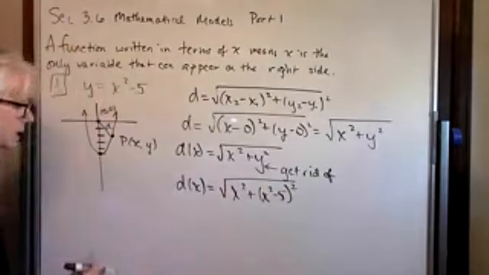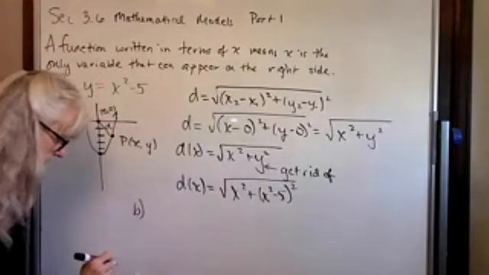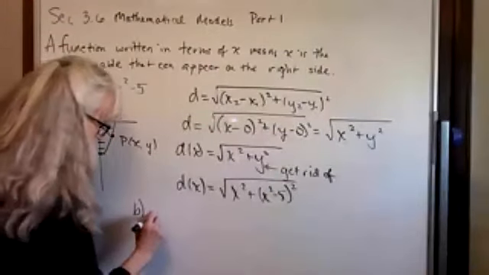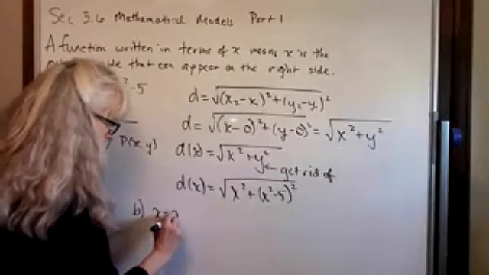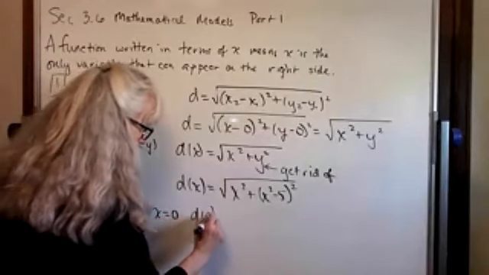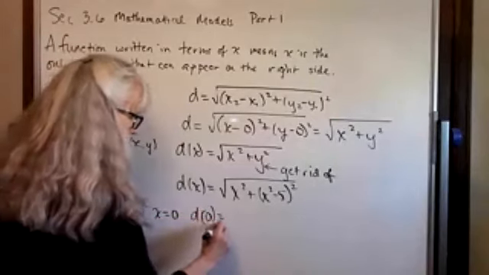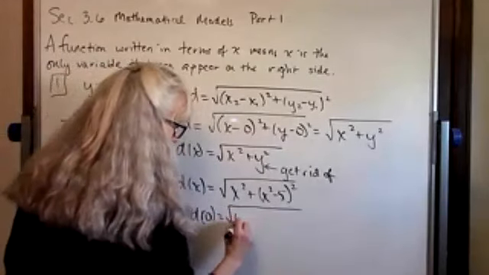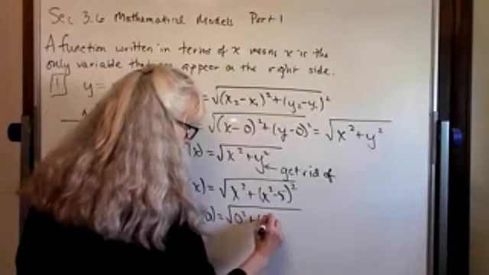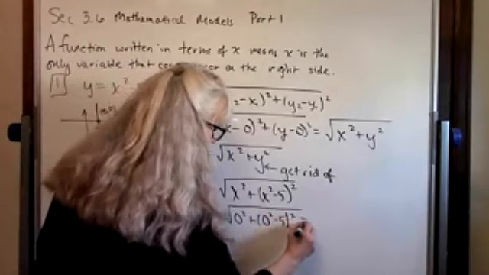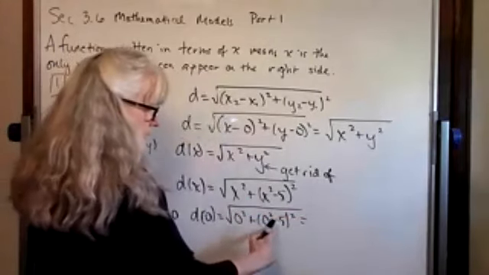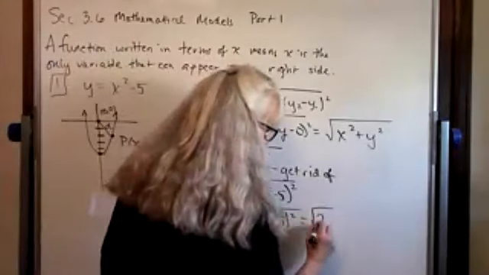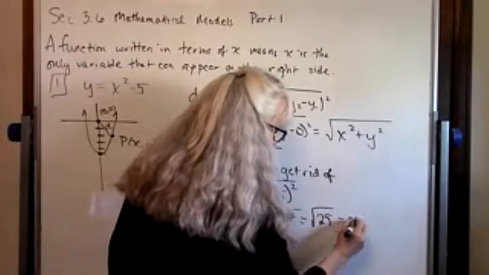It does go on and ask us to evaluate it. What is d if x is equal to 0? So we're going to come in and replace all the x's with 0. So it would be d of 0. That's going to be equal to the square root. Well, that's 0 squared plus 0 squared minus 5 squared. So that's 0. That's 0. We're going to get negative 5 squared. That's going to be the square root of 25, which is 5.